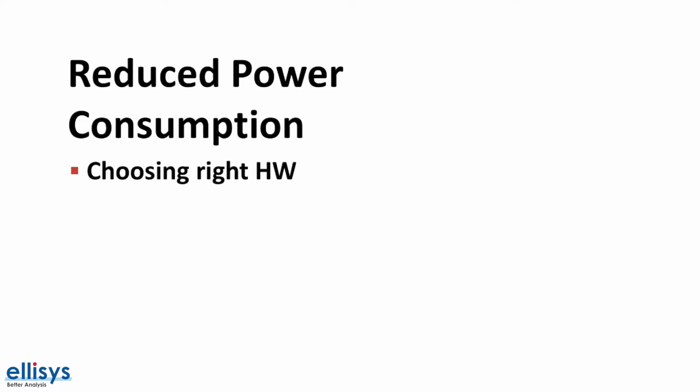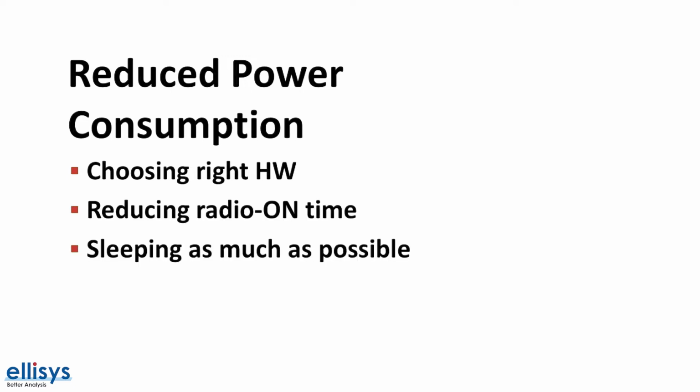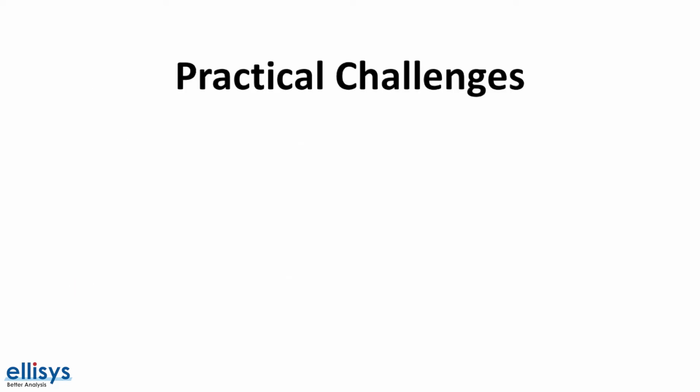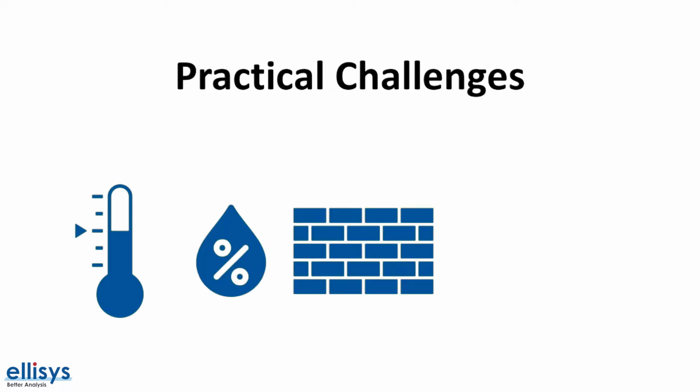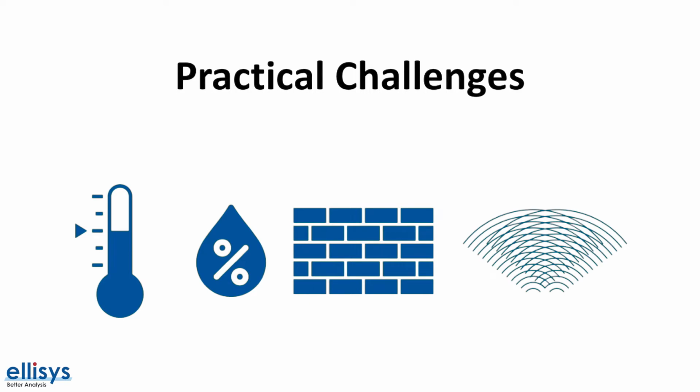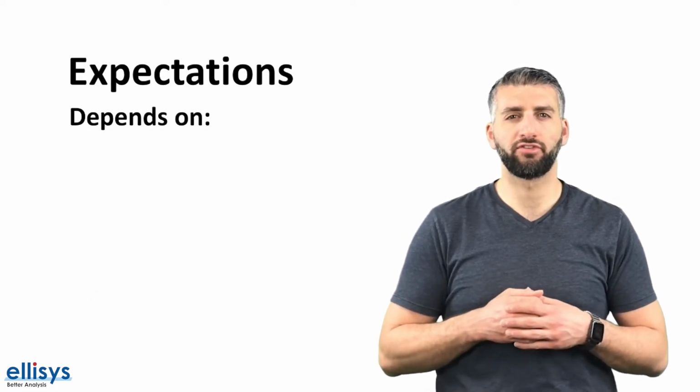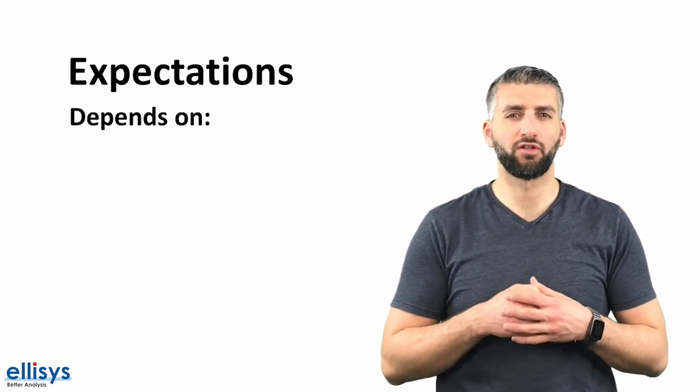Some of the more specific ways to reduce power consumption include choosing the right hardware, reducing the radio on time, sleeping as much as possible, and lowering the transmit power of the radio. In theory, reducing power consumption sounds simple and straightforward. However, when trying to accomplish this in practice, it can be much more complicated. For example, different variables such as the change in temperature, the humidity, obstacles, radio interference, and others make the task exponentially more difficult.